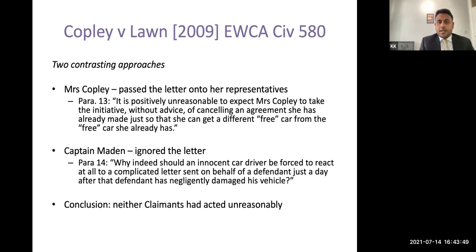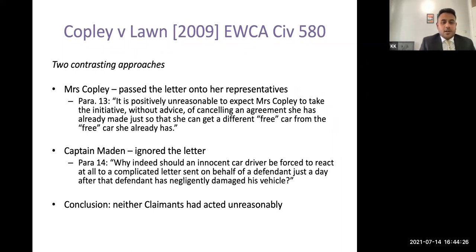In the case of Mrs. Copley, I have an excerpt there from paragraph 13, which really, in my view, appears to capture the essence of some of the difficulties posed by intervention letters, in which the court said that it is positively unreasonable to expect Mrs. Copley to take the initiative without advice of cancelling an agreement she has already made, just so that she can get a different, inverted commas, free car from the free car that she already has.